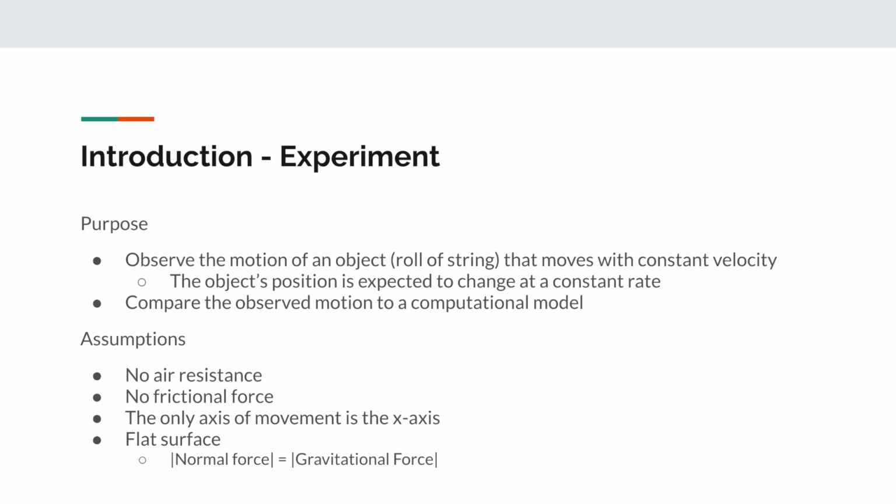The purpose of this experiment is to observe the motion of a rolling object, specifically a roll of string, and determine whether it moves with constant velocity. We assume no air resistance or friction and restrict movement to the x-axis on a flat surface. If our assumptions hold, the object's position should change at a constant rate.